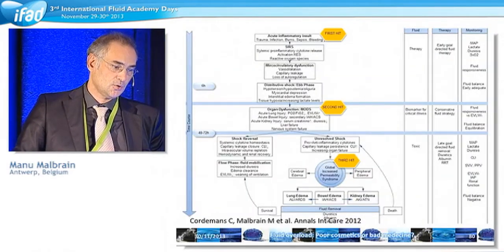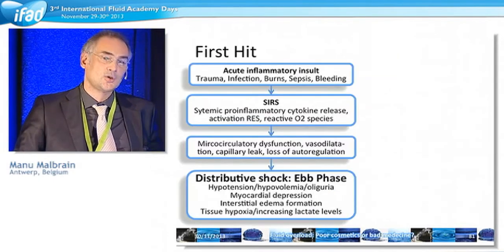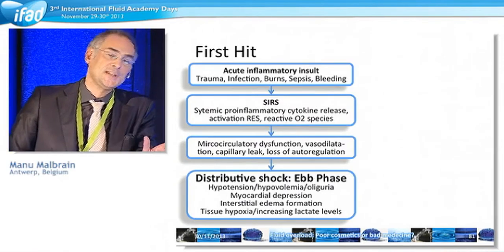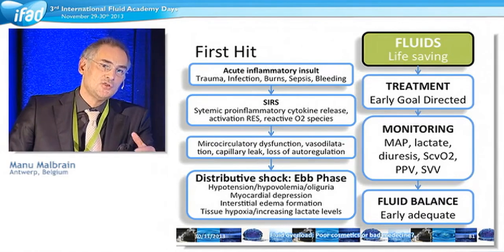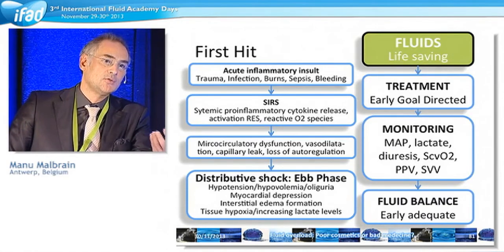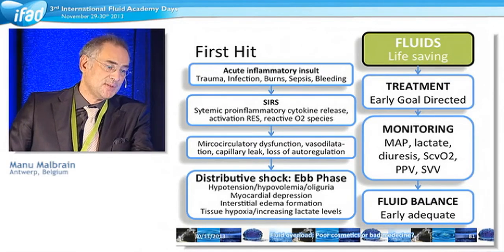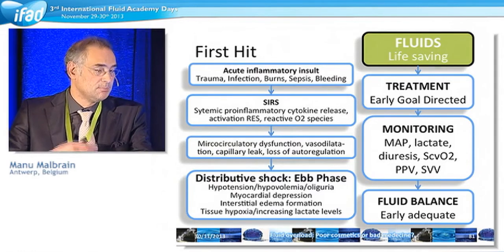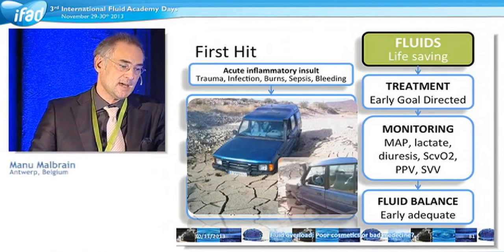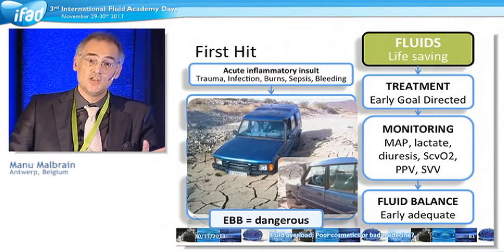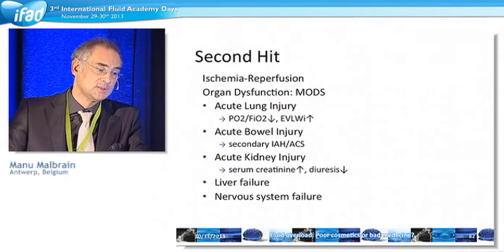Let me show you the 3-hit model of shock. Whenever there's a first hit, regardless whether it's burns, pancreatitis, or sepsis, the patient is intravascularly underfilled, and this is what's referred to as the ebb phase of shock. Fluids at this stage can be life-saving, and the treatment should be early goal-directed. Fluid balance may and must be positive. Ebb phase can be dangerous if the patient is underfilled.